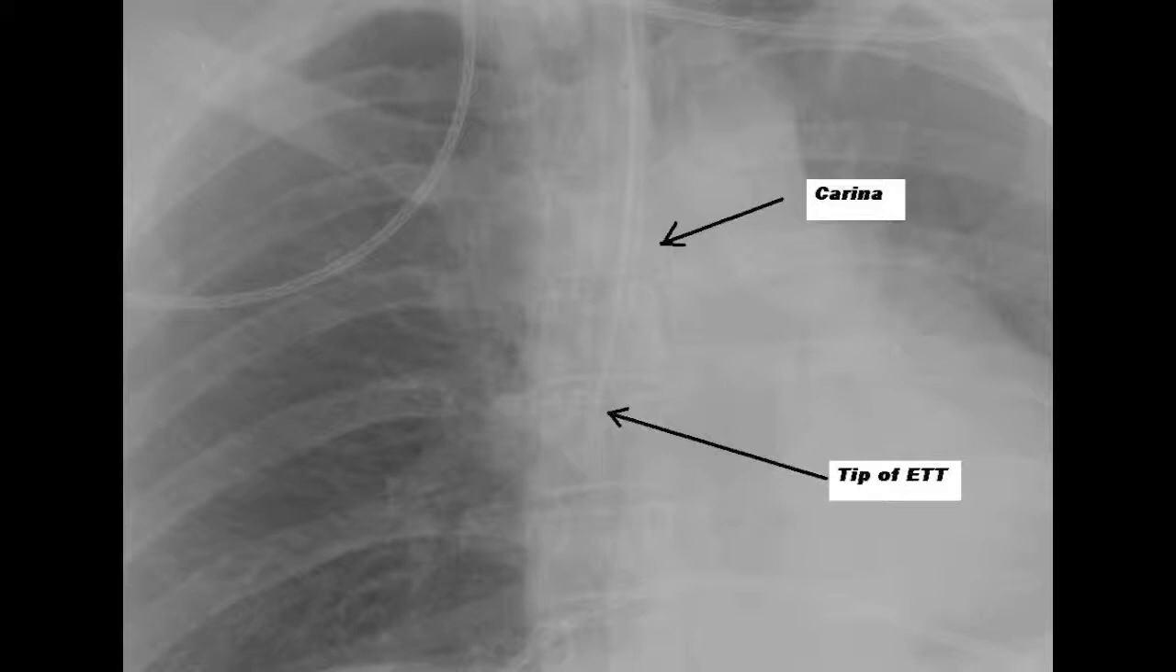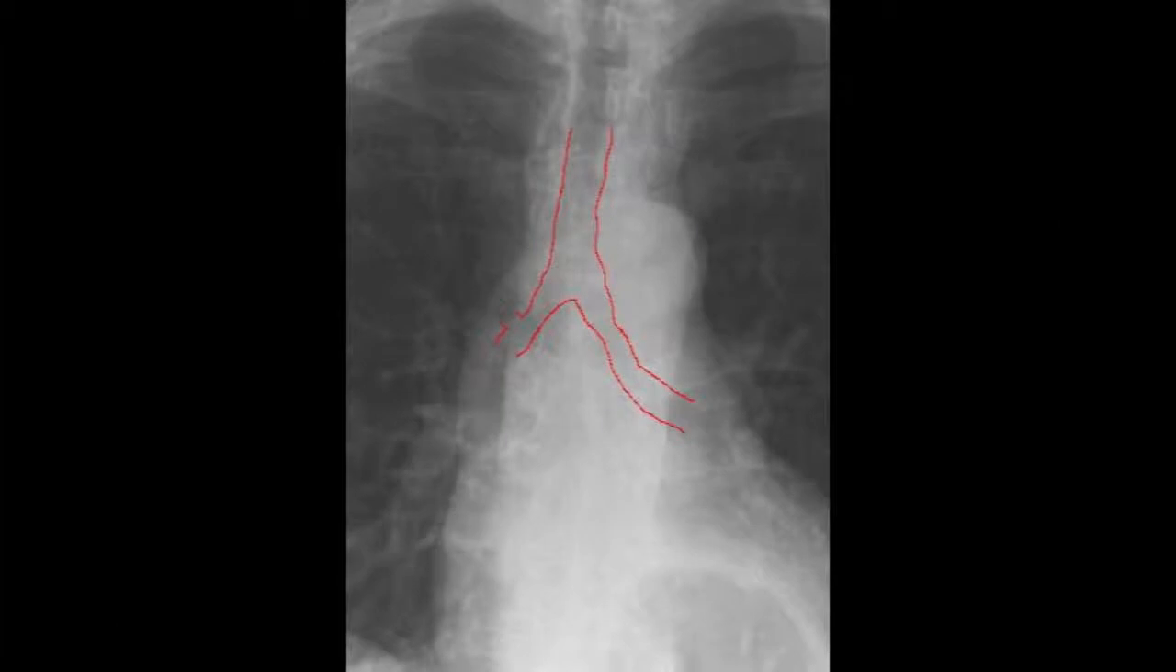In adults, this is usually the right because of its relative alignment with the trachea, whereas the left comes off at a more acute angle. In children, this anatomical difference is less significant, and either bronchus can be intubated.